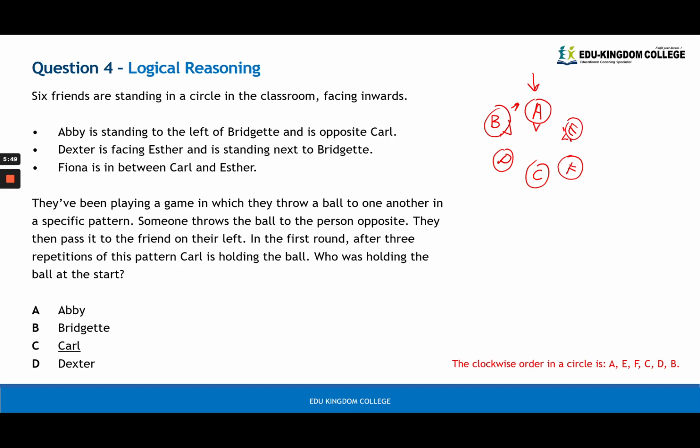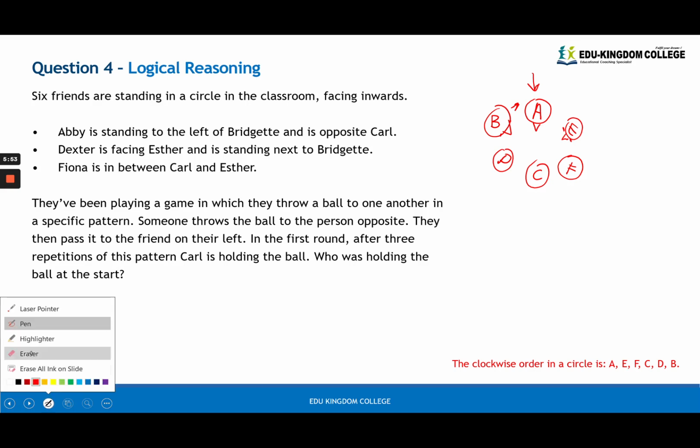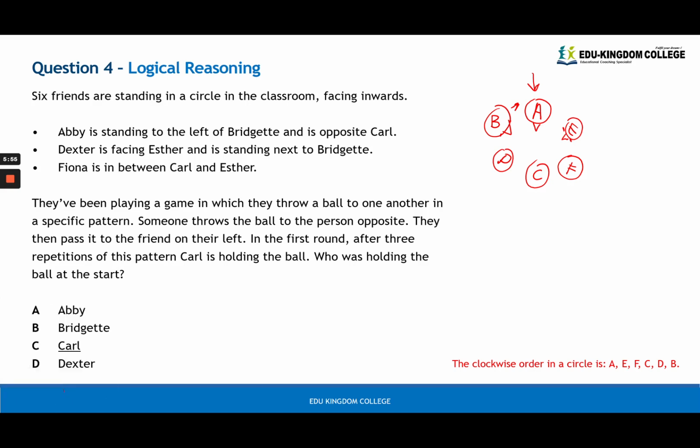They've been playing a game in which they throw a ball to one another in a specific pattern. Someone throws the ball to the person opposite, then they pass to the friend on their left. In the first round, after 3 repetitions of this pattern, Carl is holding the ball. Who was holding the ball at the start?